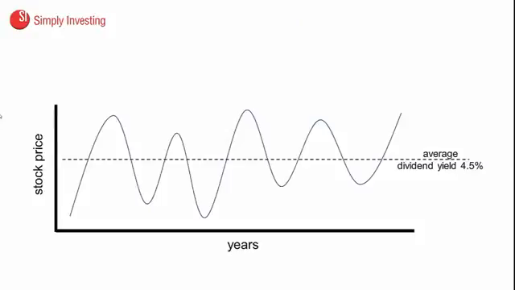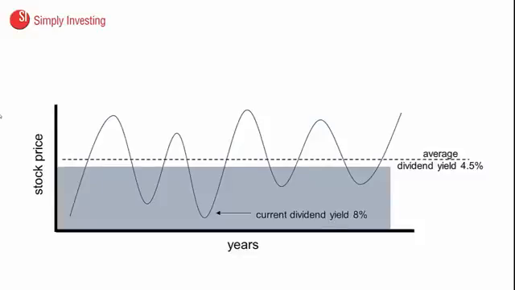What if I was to tell you in this example, for this particular company, the average dividend yield over the last 10 years or more has been 4.5%. Then you'd want to buy the stock preferably in the gray area here, anywhere below the dotted line, because that's where the stock price is low. Anywhere above the dotted line, the stock price is going to be high.